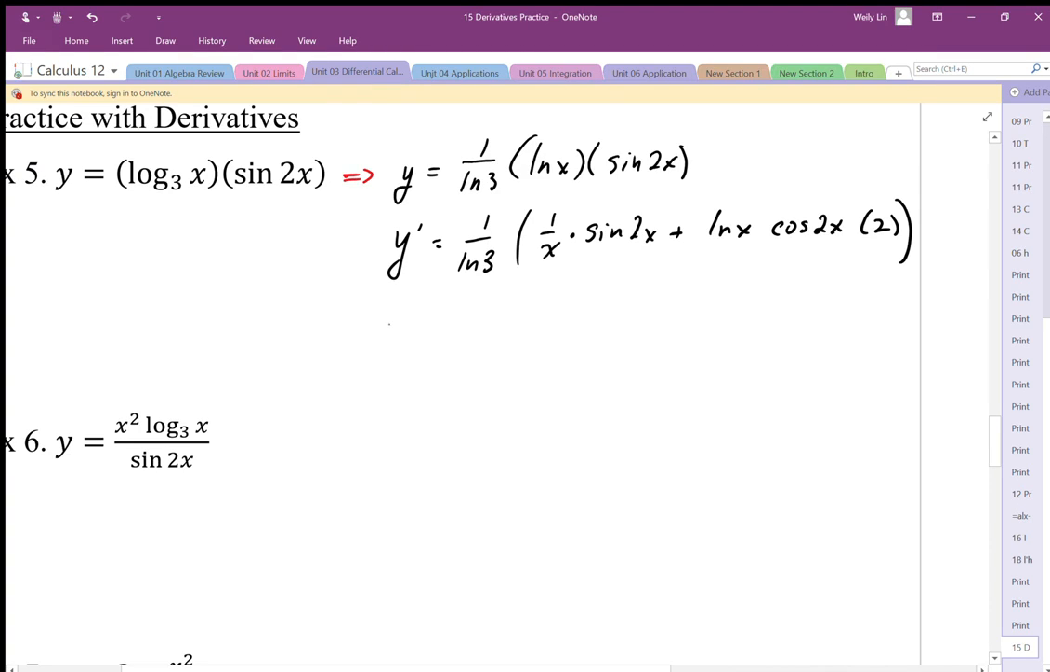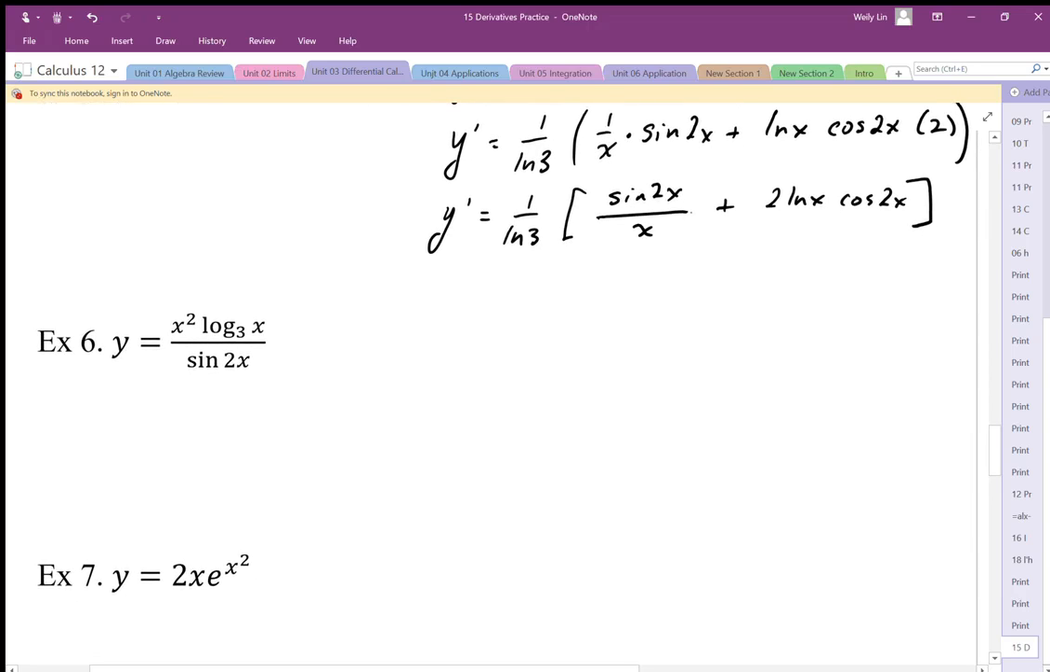Really, there's no simplifying here. We're just going to rewrite this and organize this a little bit better. So we're not really simplifying, we're just organizing the terms. So we end up with 2 ln x cos 2x.